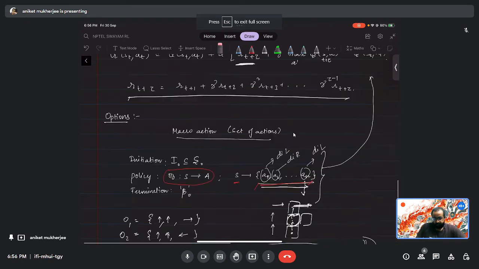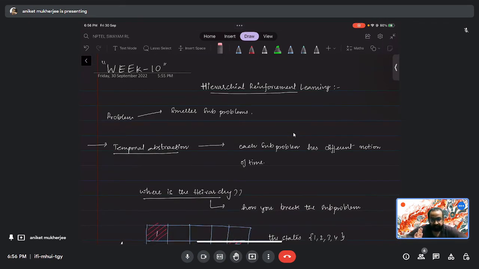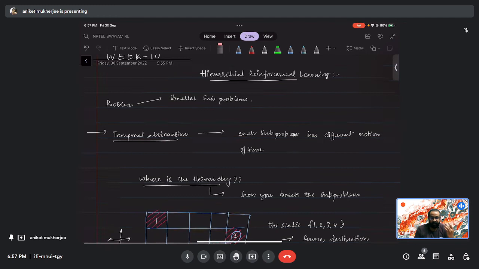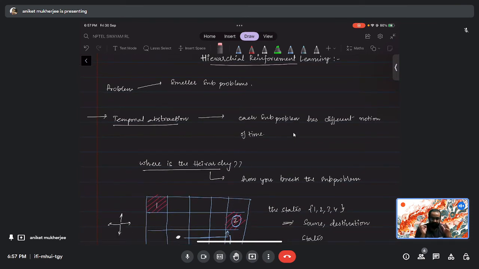Okay, so basically today what I started with was hierarchical reinforcement learning. In hierarchical reinforcement learning, instead of solving the problem directly, you break the problem into sub-problems and solve for the sub-problem. Once you solve it, you go into the next sub-problem. So hierarchical reinforcement learning basically has temporal abstraction. Temporal abstraction means that each sub-problem could be as big as possible or as small as possible. So there could be a sub-problem which is very small.